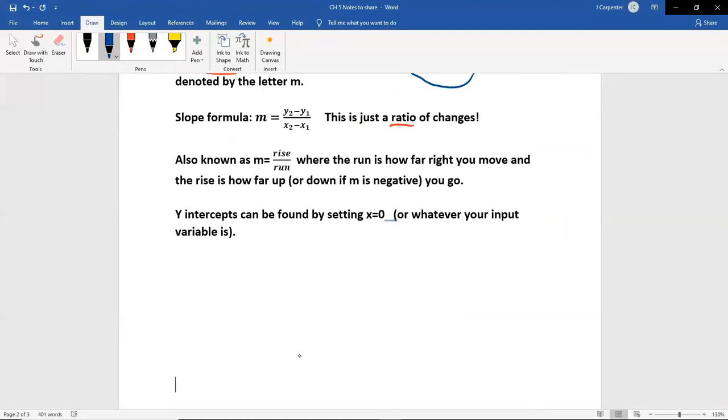So if I had, let's say I gave you a graph. And on this graph, we had this point right here, which will be 1 comma 6. And then we have this point over here.